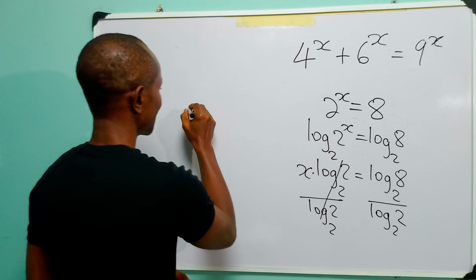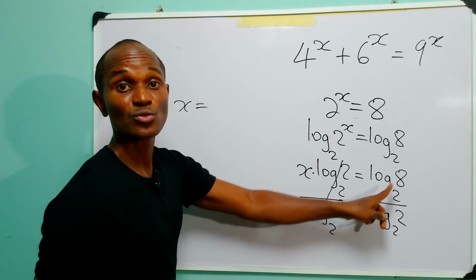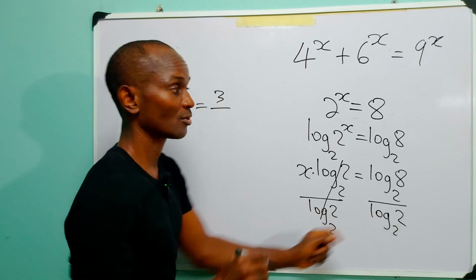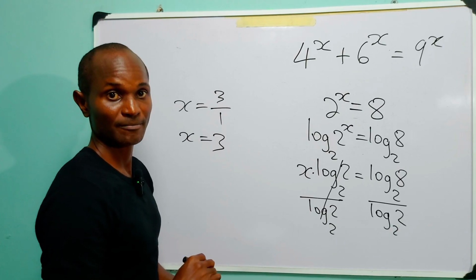So from here we have that x is equal to, now we know that log to base 2 of 8 is 3. And log to base 2 of 2, of course, is 1. So we have that x is equal to 3.